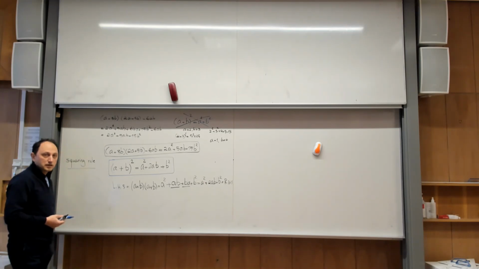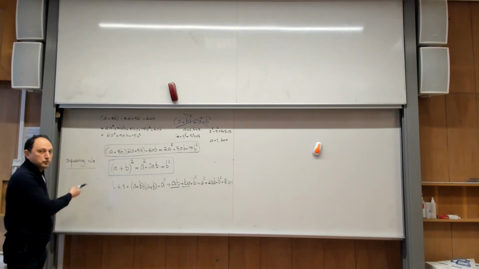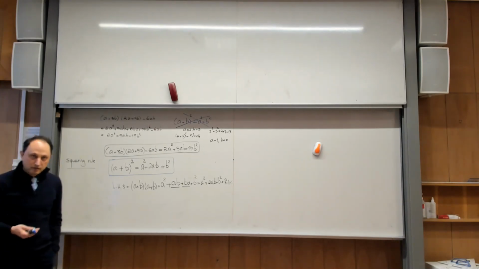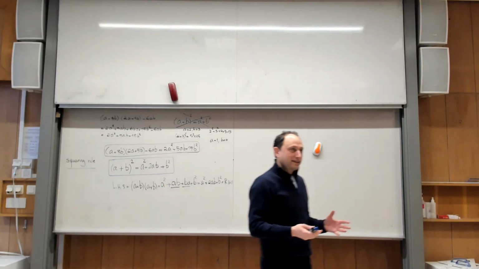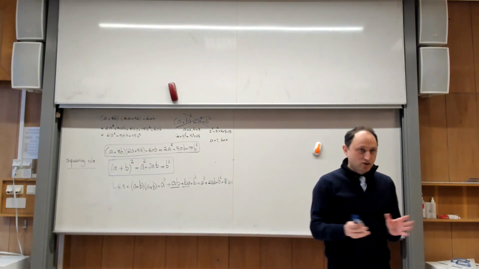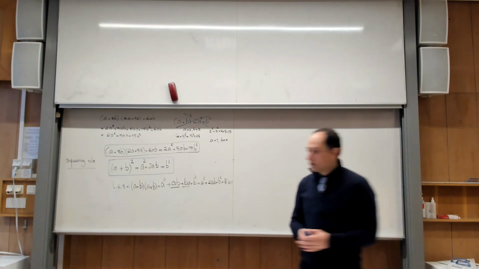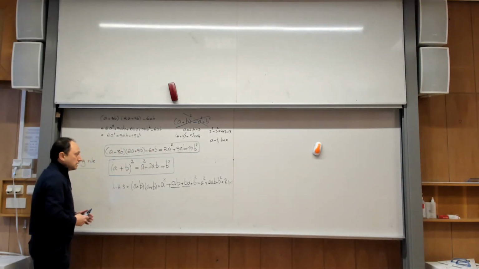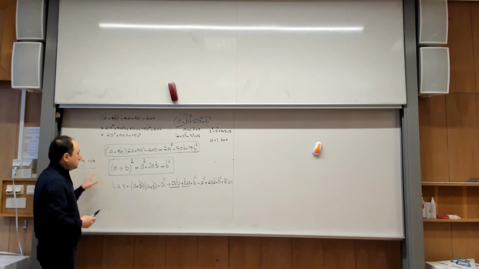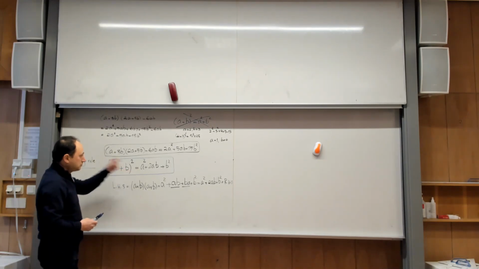Yes? Is that clear? So this is important. When do we use this formula? Whenever I have an expression that can be viewed as the sum of two terms, for example, and then I want to square it. If I'm facing such a situation, then it means that I have to have it in my memory.